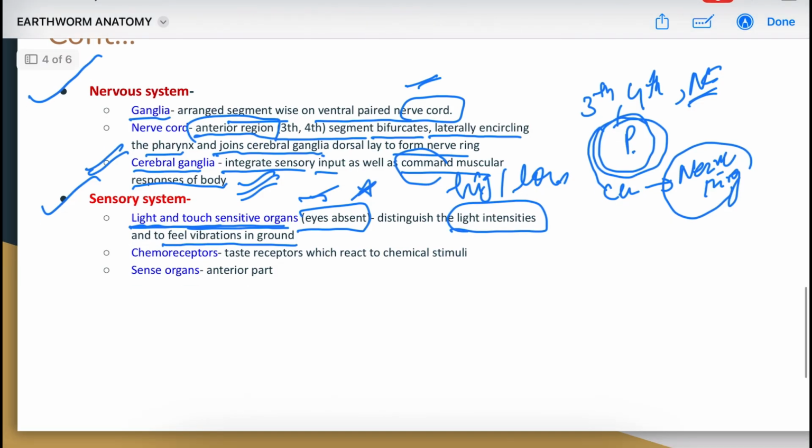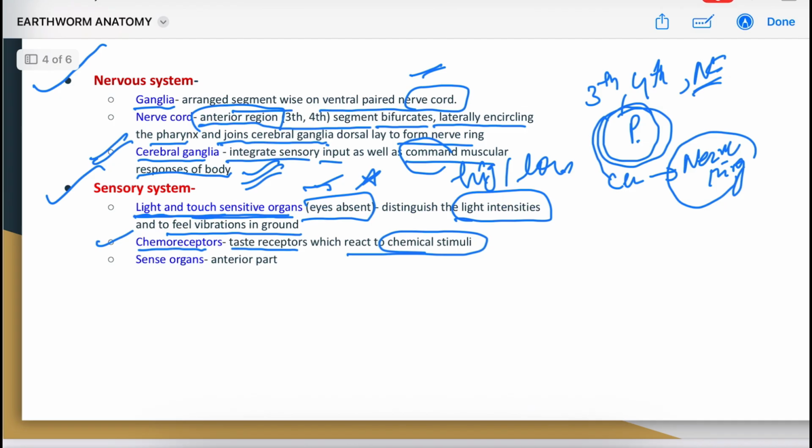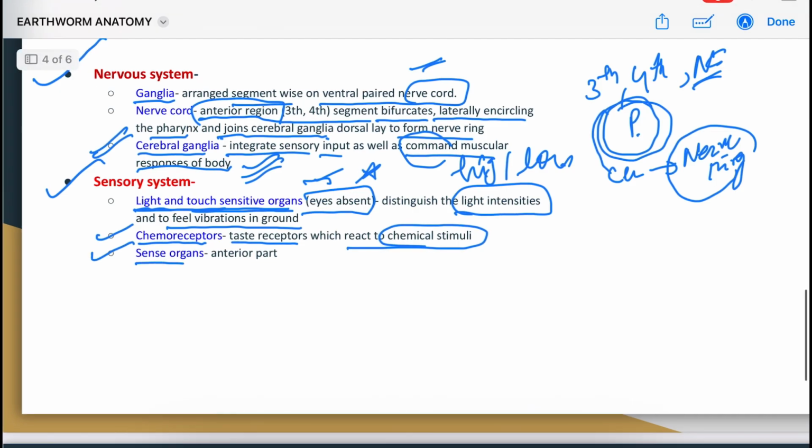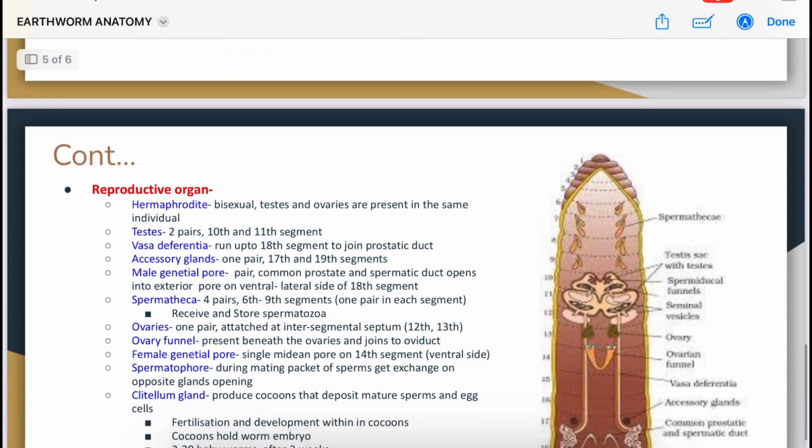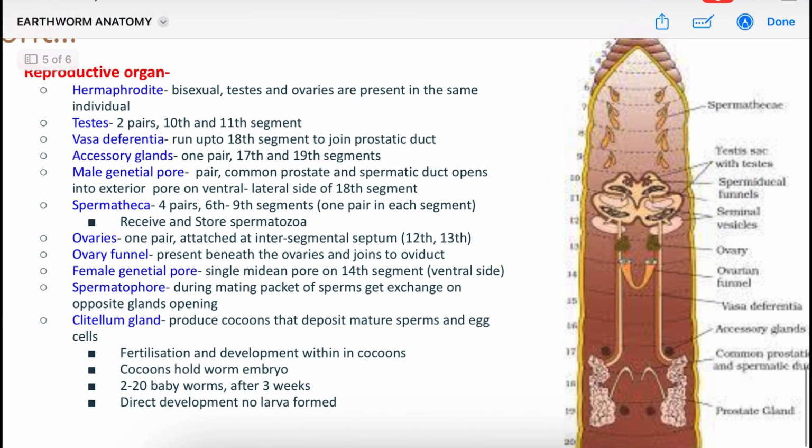Okay, next, chemoreceptors are present. Chemoreceptors are for taste which reacts to chemical stimuli. Okay, they are taste receptors and they respond to the chemicals. Sense organs are also present on anterior part. Next is reproductive organ.